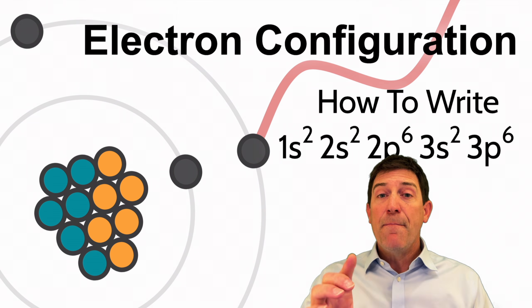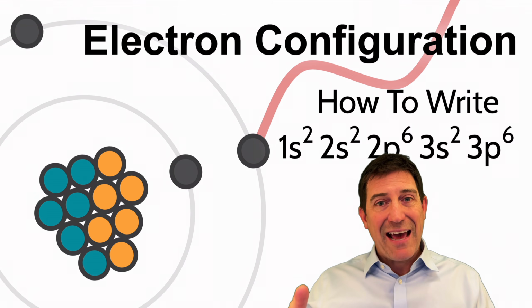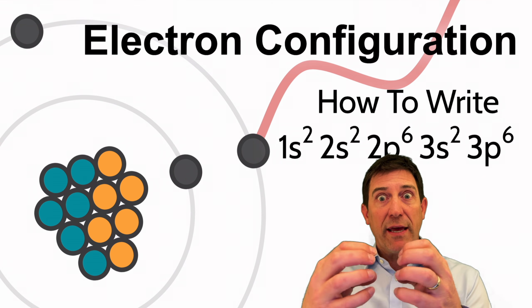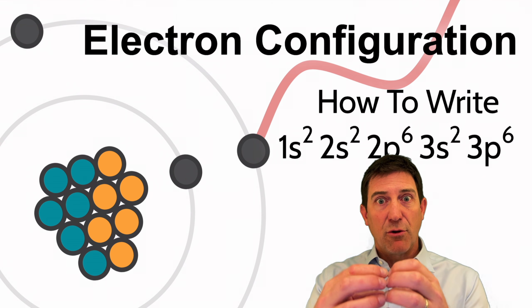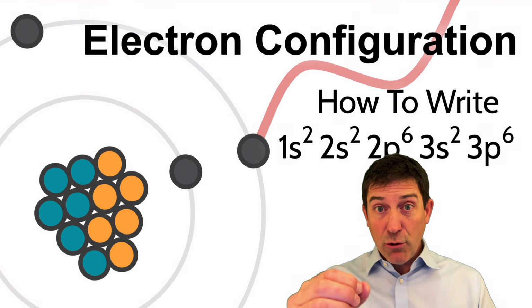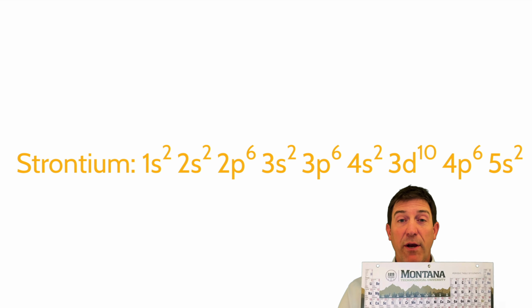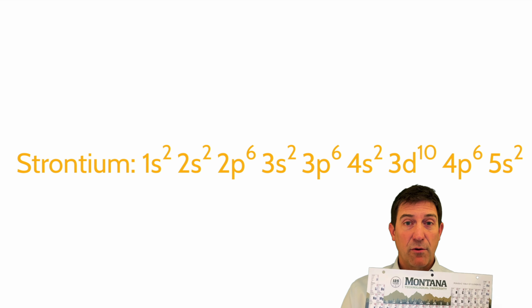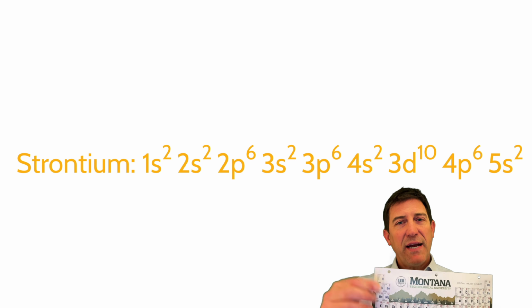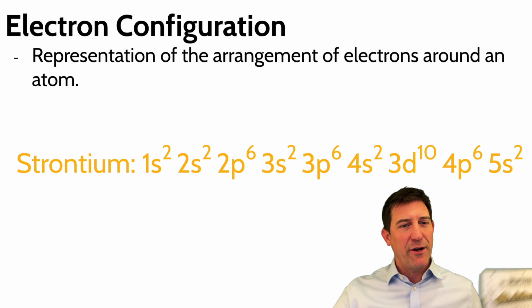Well, here's the thing. If you can predict where the electrons live around the outside of an atom, you can predict how it will interact with other things. So this code, called the electron configuration, is hugely important in our understanding of chemistry. The electron configuration for strontium is on your screen, so you can see that, but you might not entirely know what that means yet, but that's what we're going to learn here together.